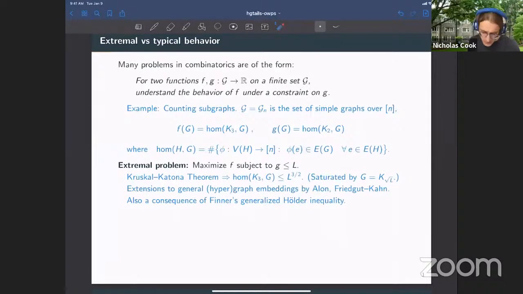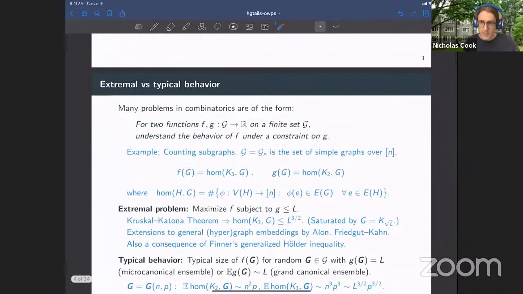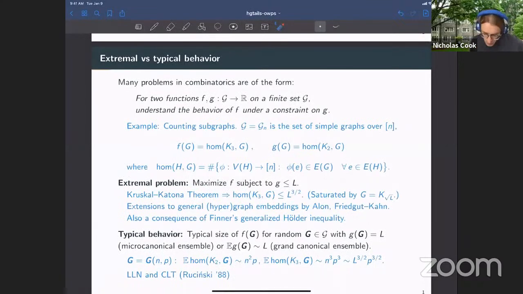Okay, this is for triangles, but sharp bounds of this type have been established for homomorphisms of general graphs and even general hypergraphs. This was actually the subject of Noga Alon's very first paper, and then the hypergraph setting was studied by Friedgut and Kahn. It's also been realized that you can get these as a consequence of a certain generalization of Hölder's inequality, which is Finner's inequality. But this is all the deterministic problem. I want to mention these things because they're in the guts of the proofs for these large deviations results. Okay, and so we have the extremal problem.